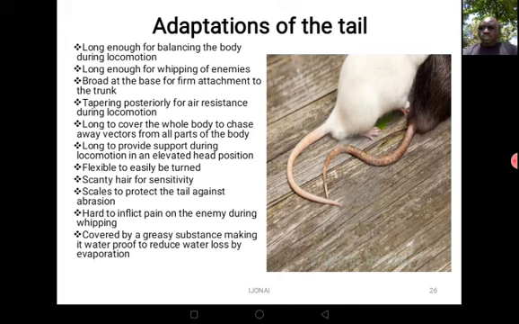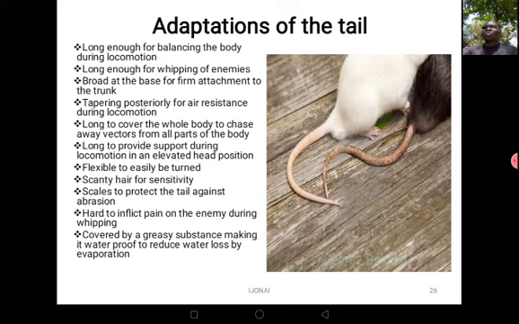It is flexible for easy movement, to turn around. Scanty hair for sensitivity. That hair is for sensitivity, but also for heat loss. The hair is less to allow heat to be lost easily. Then scales to protect the tail against abrasion. Those scales are there to protect the tail against damage. It is hard to inflict pain on the enemy during whipping.